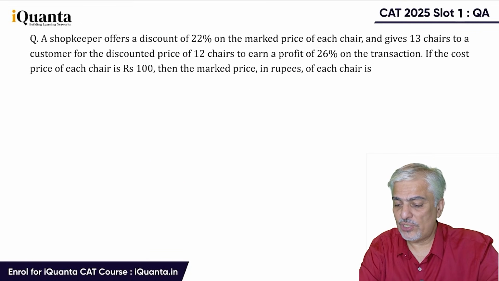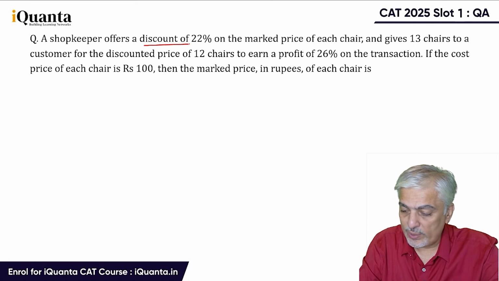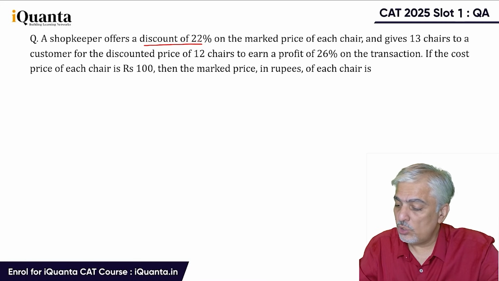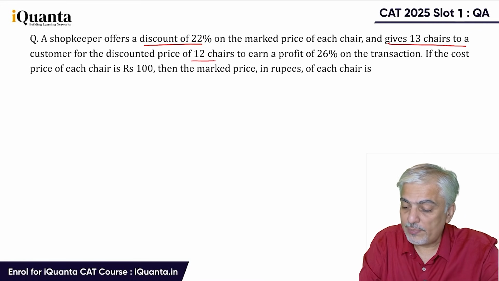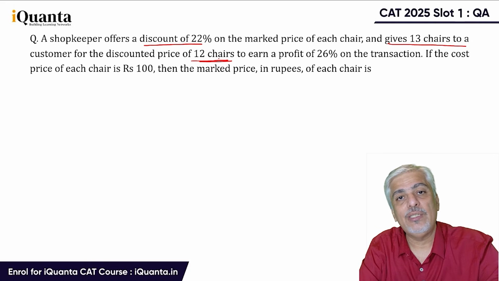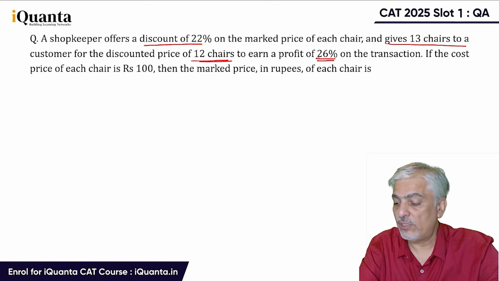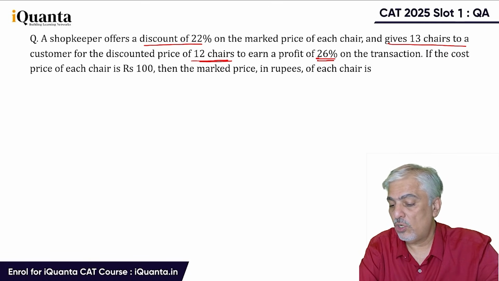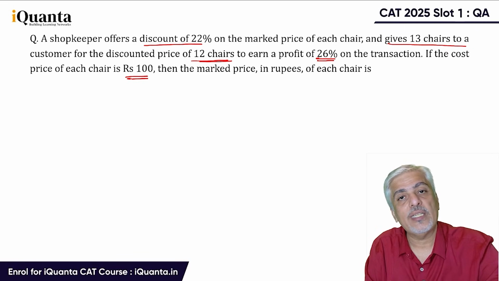Let's have a look at the next question. A shopkeeper offers a discount of 22% on the mark price of each chair. So discount is 22%. But he also gives 13 chairs to a customer for a discounted price of 12 chairs. So that means somebody who's coming to buy 12 chairs, he gives them one extra chair for free and still makes a profit of 26% on the transaction. If the cost price is 100 rupees per chair, then find the mark price of each chair. So mark price obviously will be more than 100.